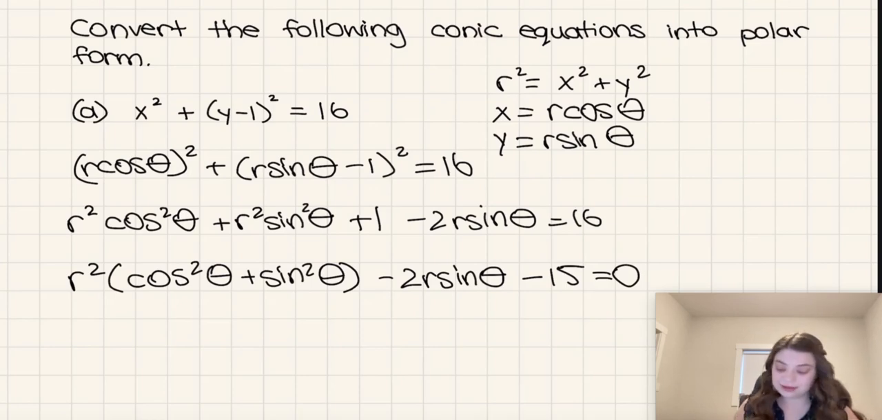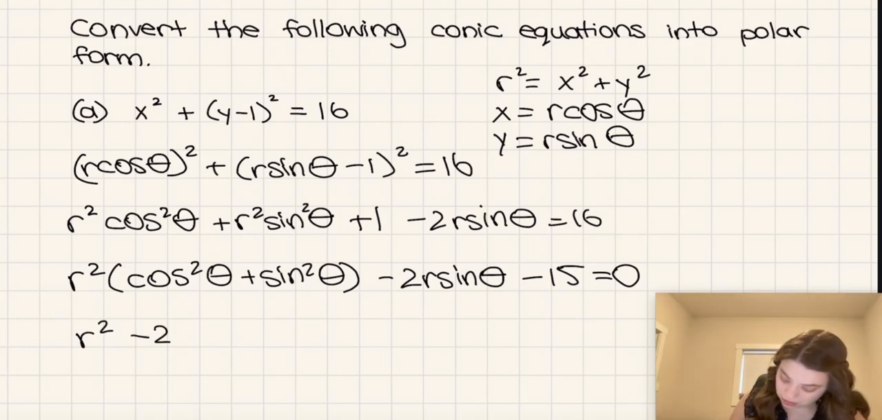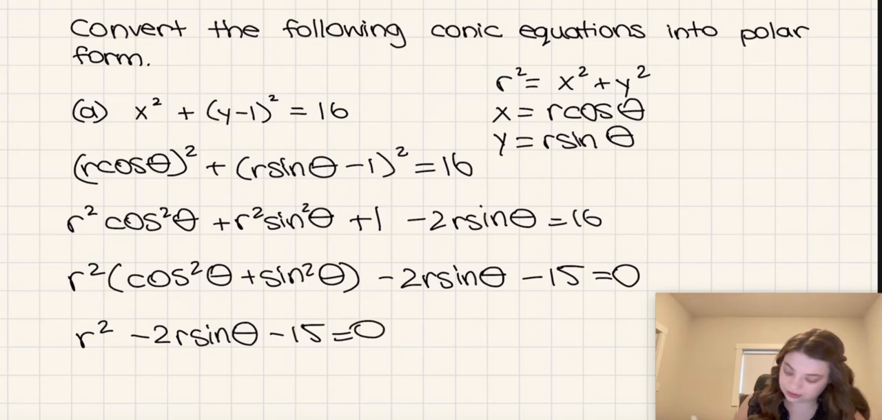And then for my last step here, I'm just going to state, well, recall that cos squared theta plus sine squared theta is 1. So therefore, we just have r squared times 1, which is just r squared, minus 2r sine theta minus 15 equals 0. And now we have the equation in polar form.